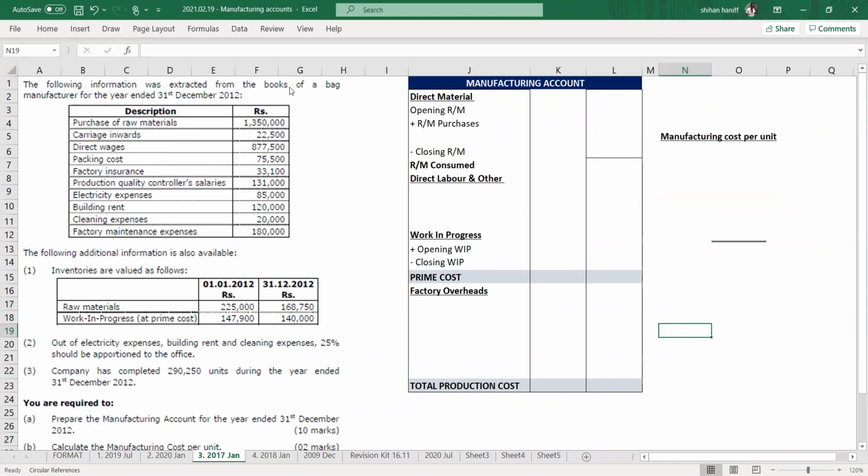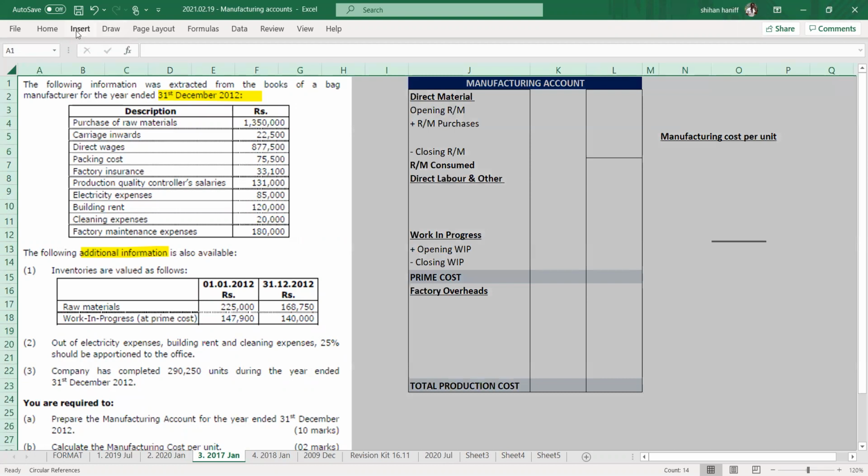Following information was extracted from the books of a bag manufacturer, 31st December 2012. Additional information. Remember the manufacturing account, non-profit organization, company account. All these, you need to practice. You have to practice more and more questions. Today I am doing very simple basic questions. Right? And we will do very complex questions later. Okay. So practice is what you need.